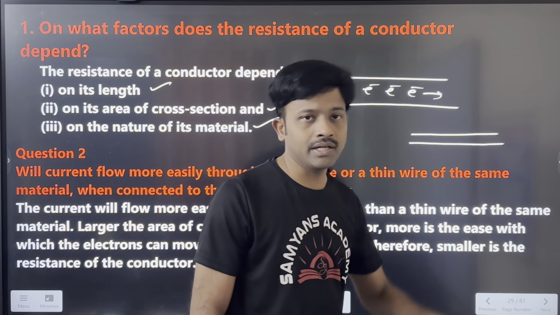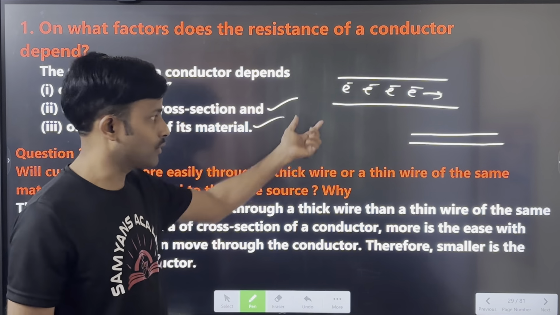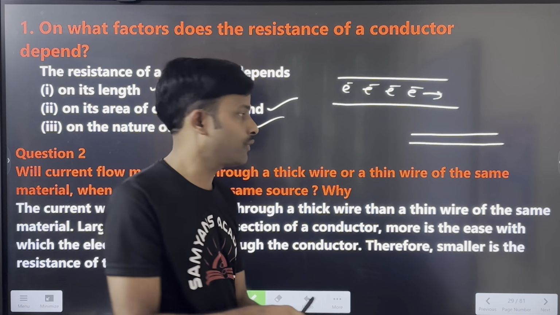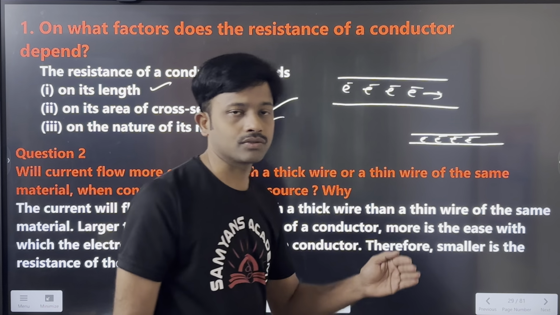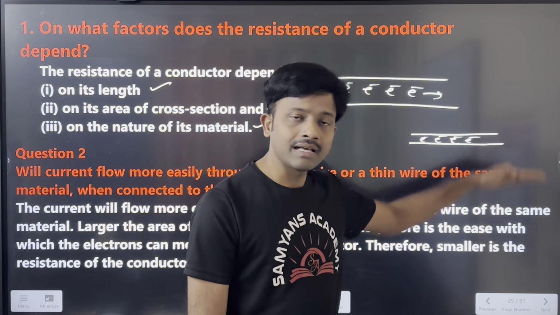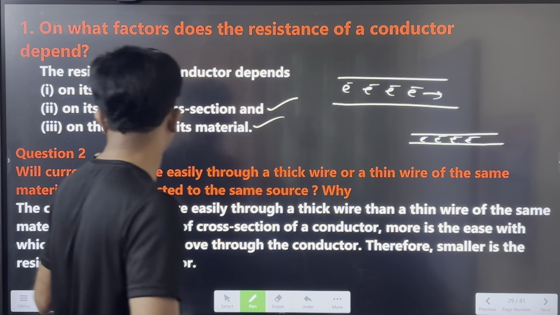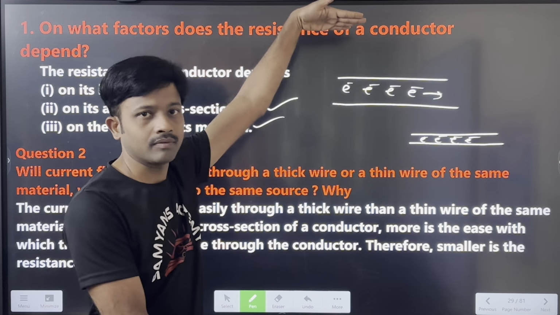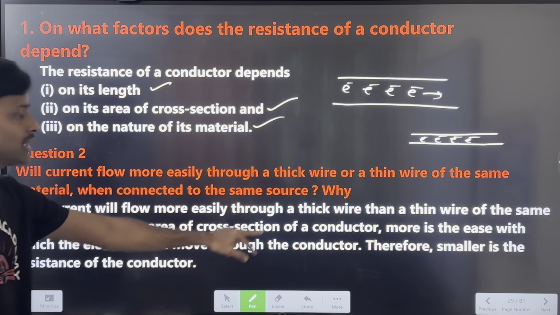Suppose the road condition is not good and it is very thin. Compare the wire with the road: a wire made very thin has very little area, like a very narrow road. The flow of electrons is very less, meaning the flow slows down. If the flow of electrons is less, it has less current and more resistance. Yes or no? So the answer is that current will flow more easily through a thick wire. Why? Because it has more area than a thin wire of the same material. The larger the area of cross section of a conductor, the more easily the electrons can move through the conductor.